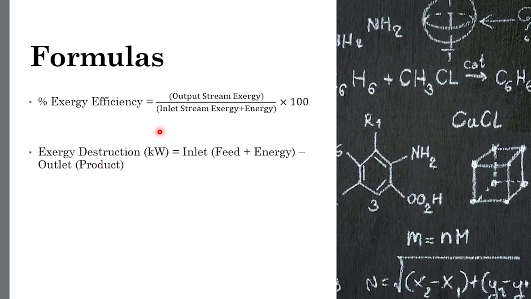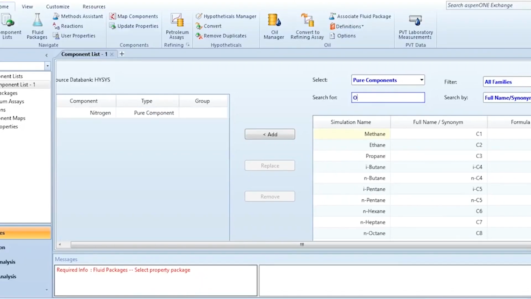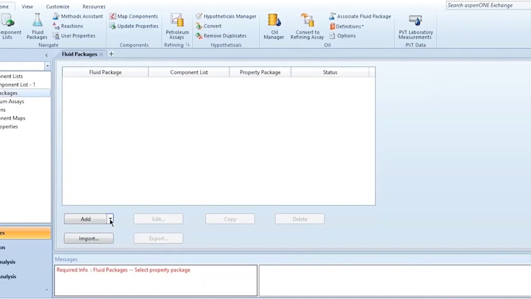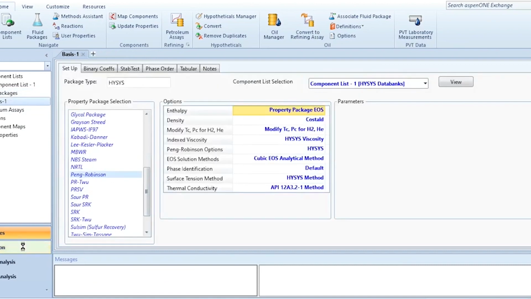So we will do the calculations, and before doing that we will first calculate physical exergy from Aspen HYSYS. So let's quickly move to Aspen HYSYS and solve the process. We will add two components, nitrogen and oxygen, and then add the fluid package, which is Peng Robinson, which is applicable for this system.